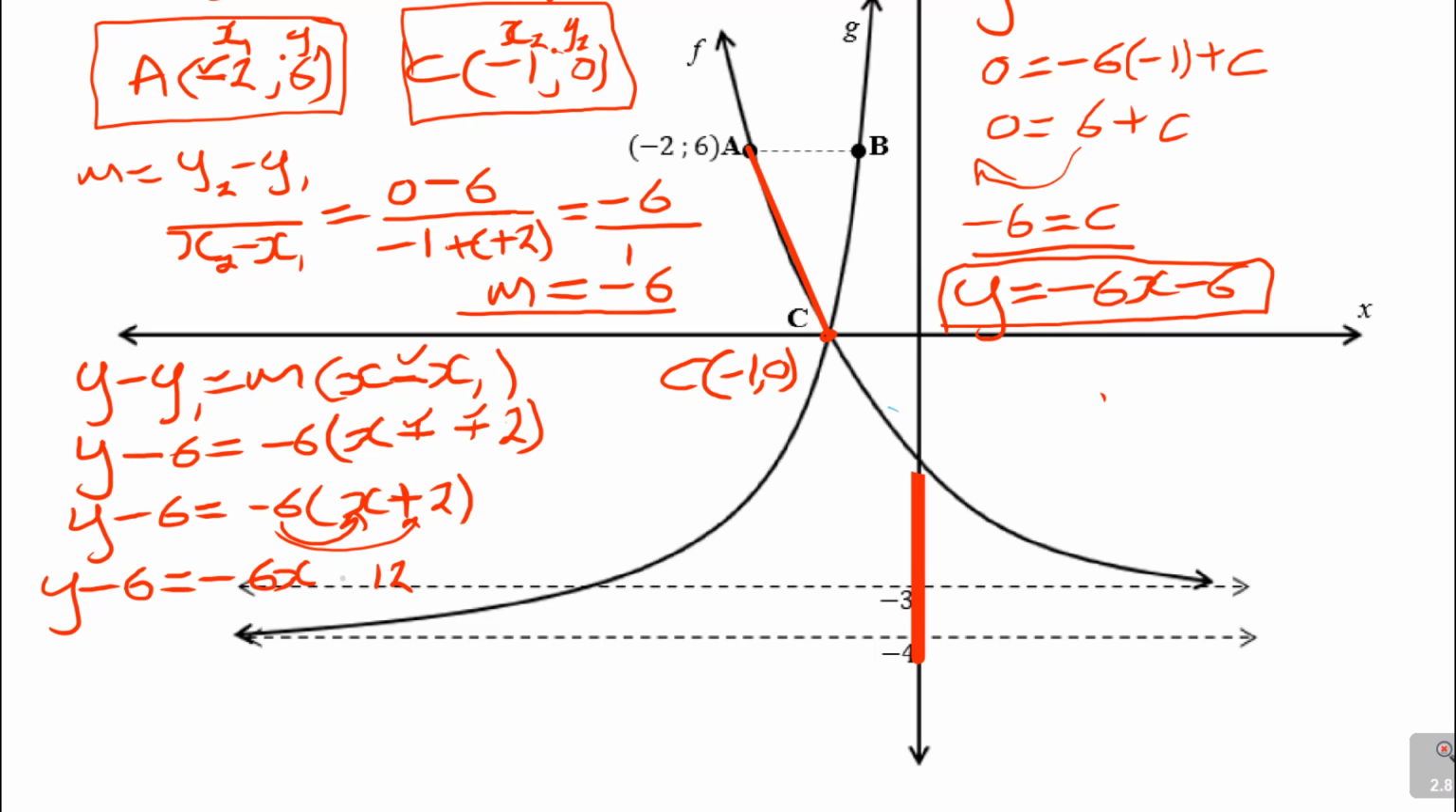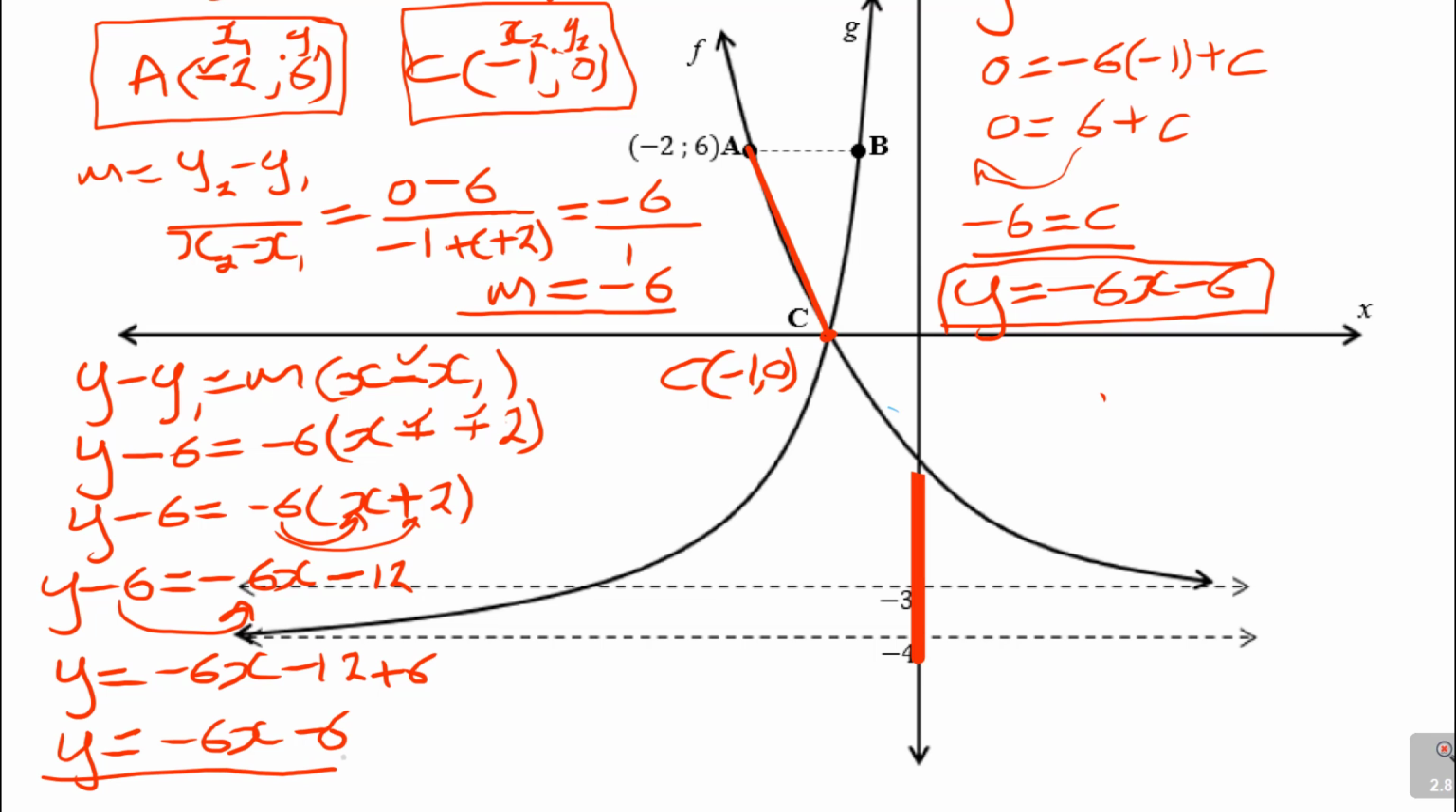Alright, so when you've done that, it becomes negative 6 times x is minus 6x. Negative 6 times 2 is negative 12. Then from there, that's why I'm saying you must be careful with your algebra. Take this to the other side. We've got y is equal to minus 6x minus 12. Negative 6 becomes plus 6. And then y is equal to minus 6x minus 6. Minus 12 plus 6 is that. And then you can see the two answers are the same there.